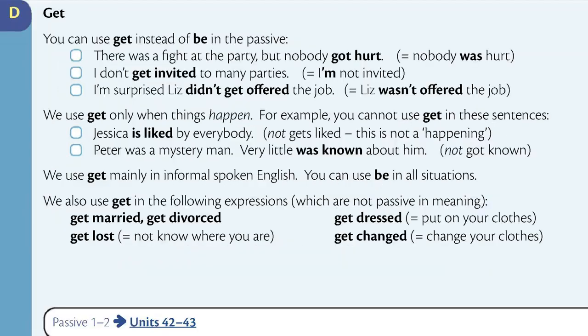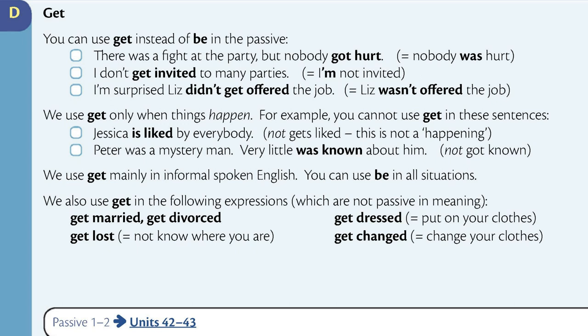Section D. Get. You can use get instead of be in the passive. There was a fight at the party, but nobody got hurt. I don't get invited to many parties. I'm surprised Liz didn't get offered the job. We use get only when things happen. For example, you cannot use get in these sentences. Jessica is liked by everybody. Peter was a mystery man. Very little was known about him.